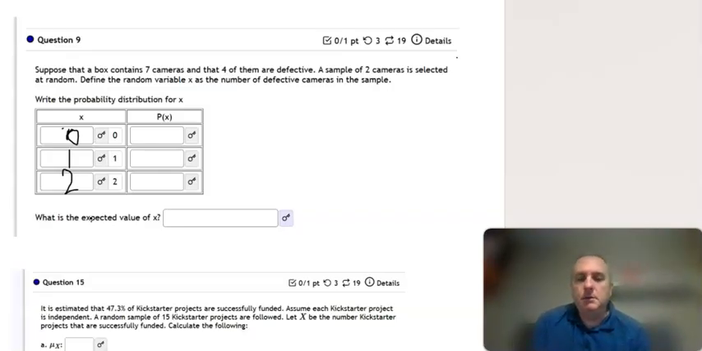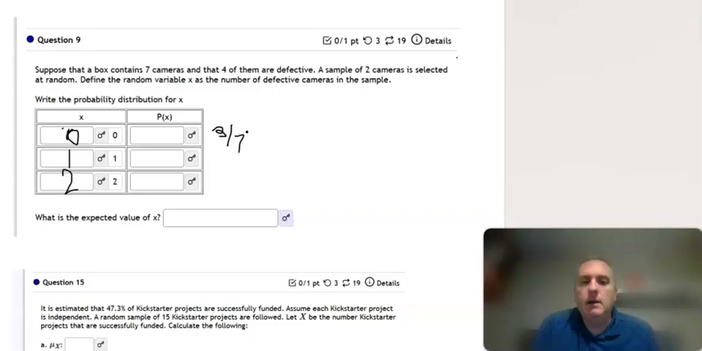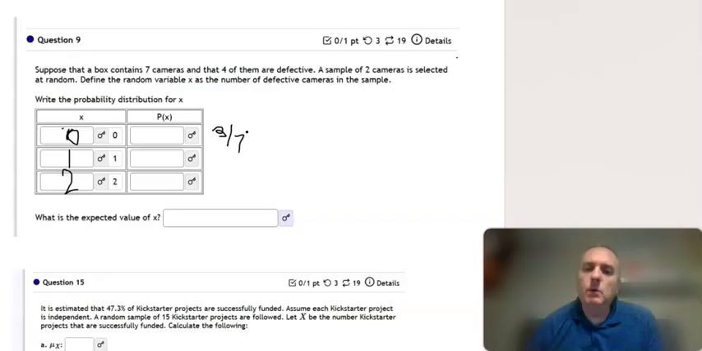This means we got a sample of 2 cameras and none of them are defective, or both of them are working. So the first probability is going to be 3 out of 7 because there are 3 working cameras out of the box of 7. So the probability of selecting a working camera in that first choice is 3 out of 7. We're going to multiply because this is an AND case. We want a working camera and another working camera.